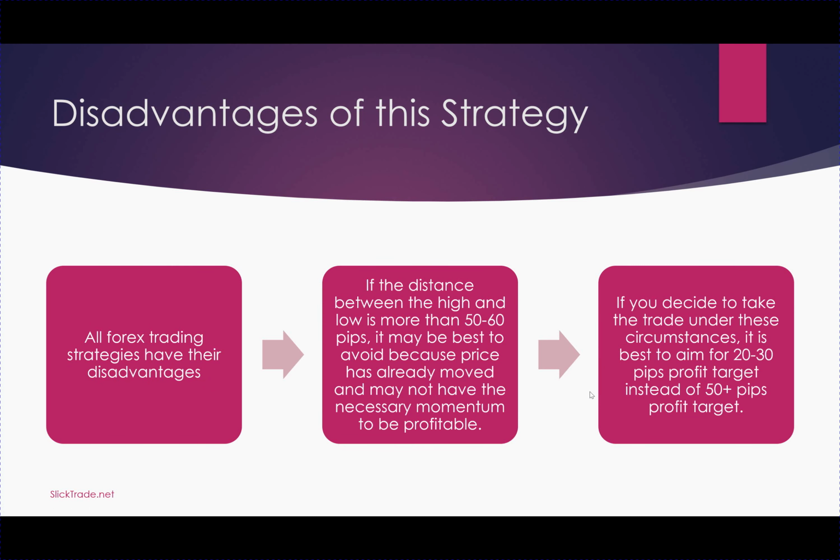Some disadvantages of this strategy. All Forex trading strategies have their disadvantages. If the distance between the high and low is more than 50 to 60 pips, it might be a good idea to avoid it, okay? Because price has already moved and may not have the necessary momentum to be profitable, okay? Especially if you're only going for a 50 to 60 pip take profit, okay? If that range, let's say that range is 80 pips, and that goes against you, you're looking at a much higher stop loss than your reward. So just another thing to keep in mind.